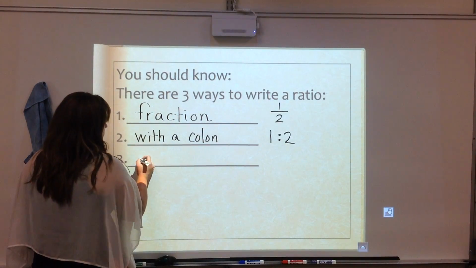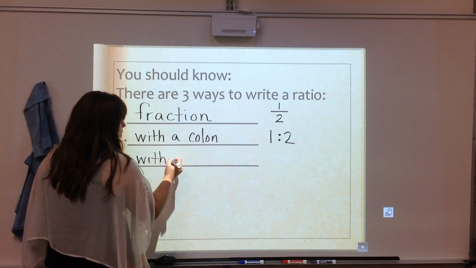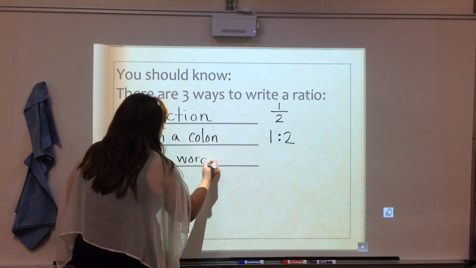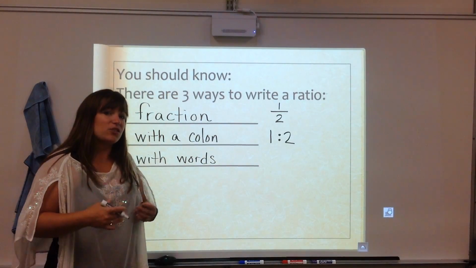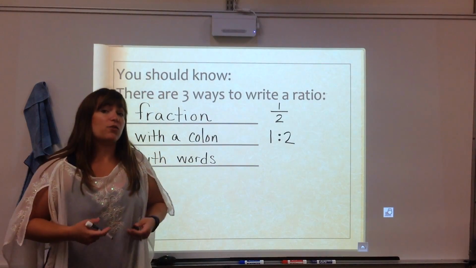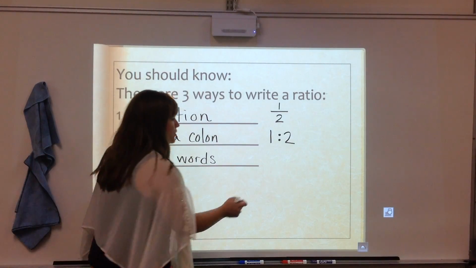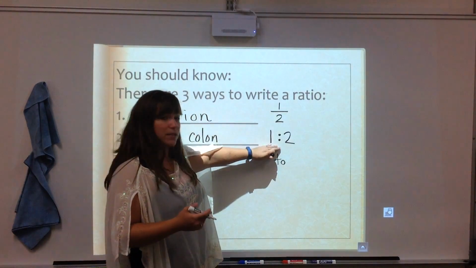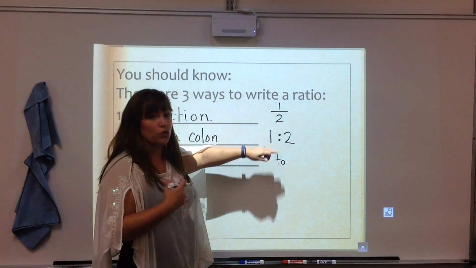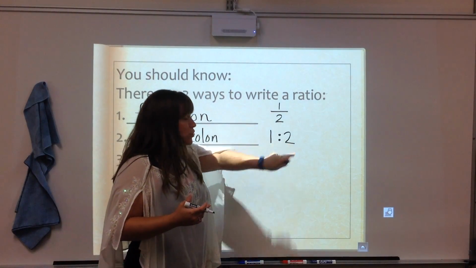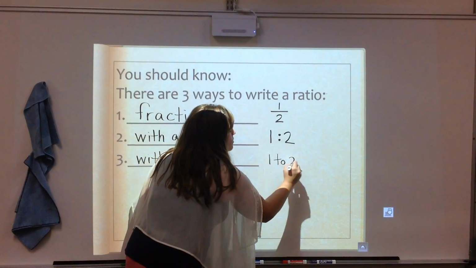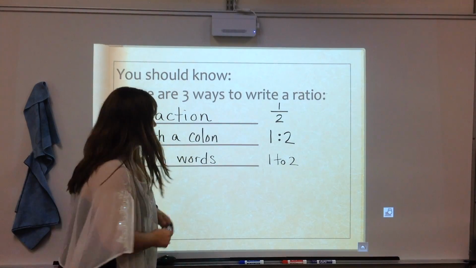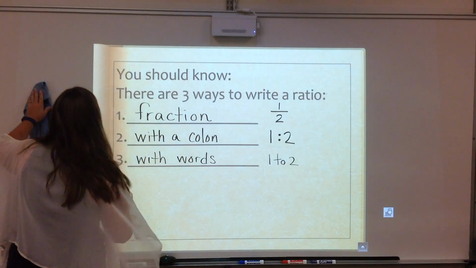The 3rd way to write or show a ratio is with words. And I've actually been using the word that you're often going to see, and that is the word "to." So when I'm saying this using a colon, I'm still using the words 1 to 2. So you can also actually use the word "to" when you're writing a ratio. Now we're ready to do our example.